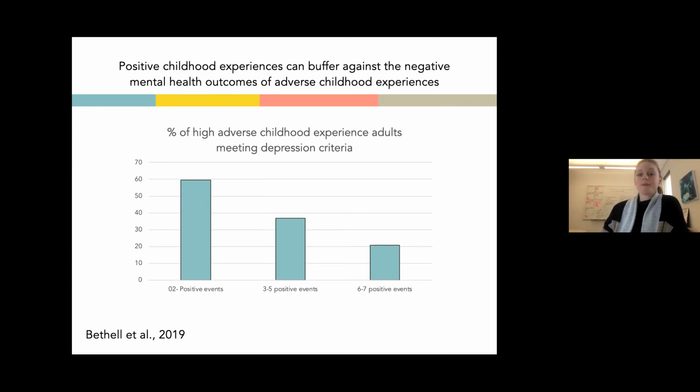But they did see that positive events really made a difference, even within these high ACEs individuals. So individuals who had high ACEs, but also very low numbers of positive events, actually had the highest rates of depression. But if individuals had high ACEs, but also had many positive events in their early life, then they actually showed depression levels that were much lower, nearing the levels that we see within the general population. So this is really exciting because it means that positive events can interact with our early life experiences to put us on different developmental trajectories.